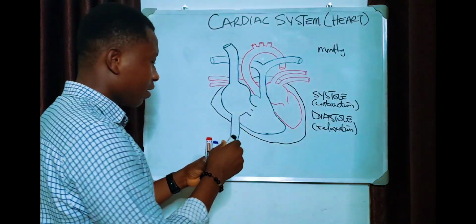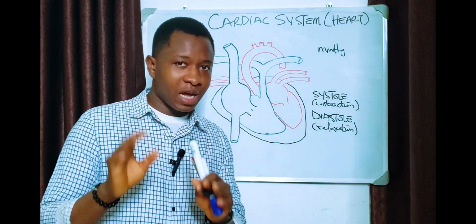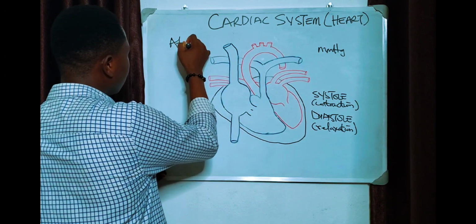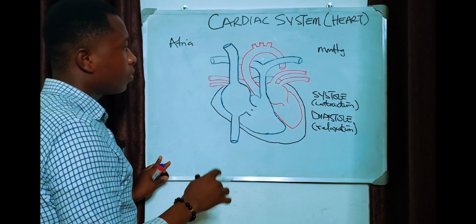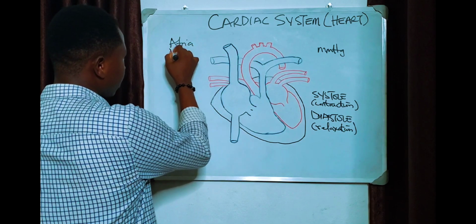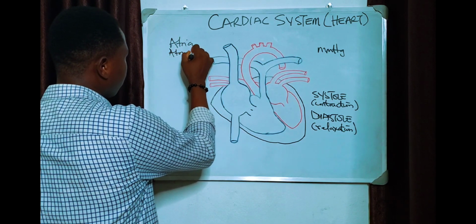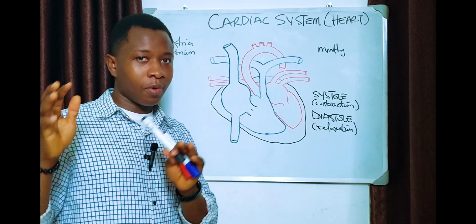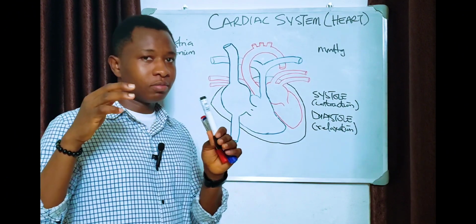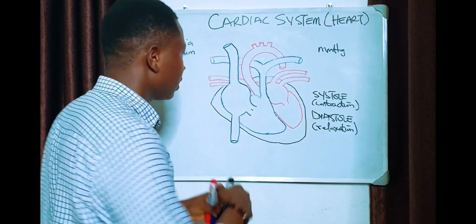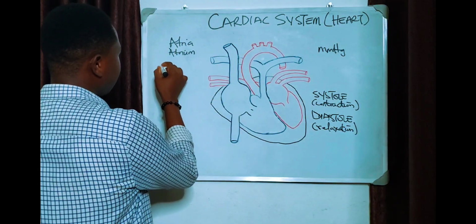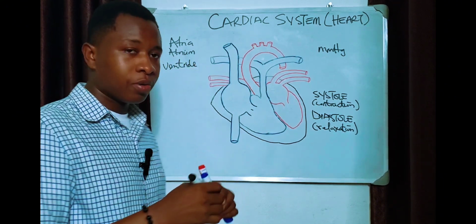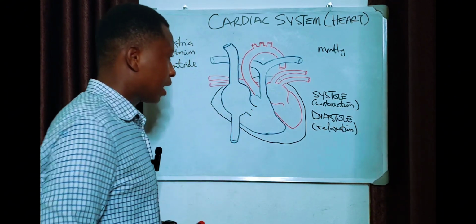Now, the upper chambers of the heart are referred to as the atria. Atria is plural, one is atrium. So the upper chamber of the heart is called the atrium or atria, depending on whether it's singular or plural. Then the lower chamber is referred to as the ventricle. All right. So let's come to our heart.